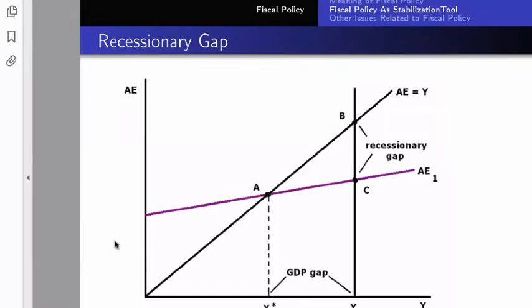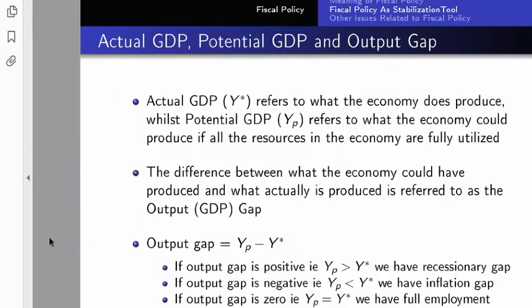That would have been the ideal thing. The more practical thing is that it will be very difficult for an economy to put all resources to use. So the reality is that potential will normally be greater than the actual. But if potential is greater than the actual, we have a recessionary gap.